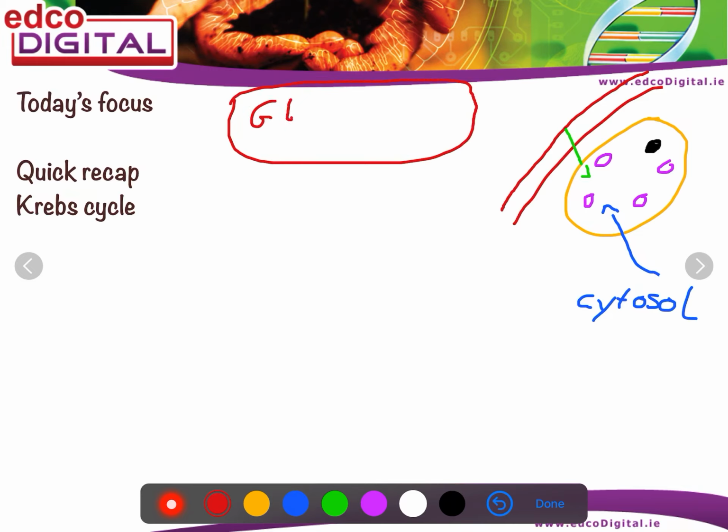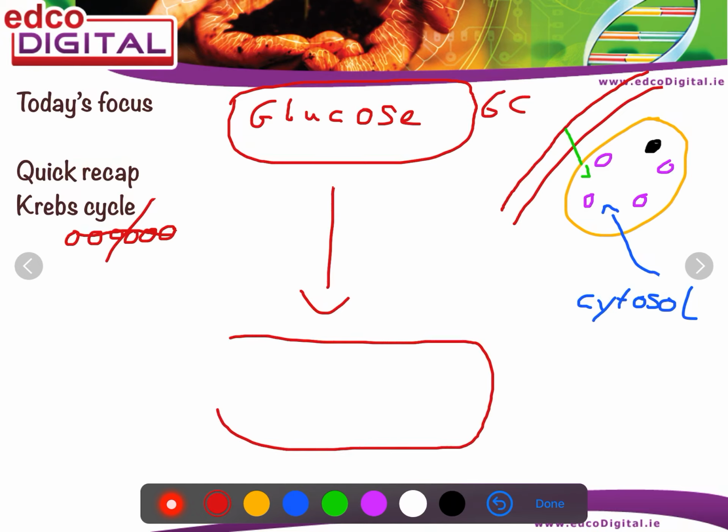glucose is a 6 carbon sugar. I'm just going to write 6C for short here. We need to break that down. If you want to picture 6 circles like this, and all of those are stuck together, that's what glucose is. So we need to break that down right through the middle to make 2 3 carbon molecules. So when that happens, we get our 3 carbons, which we should know is called pyruvate.